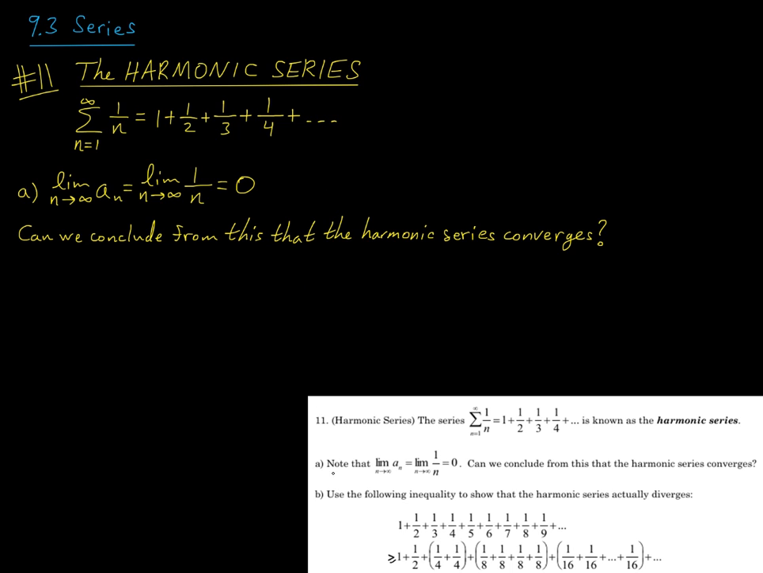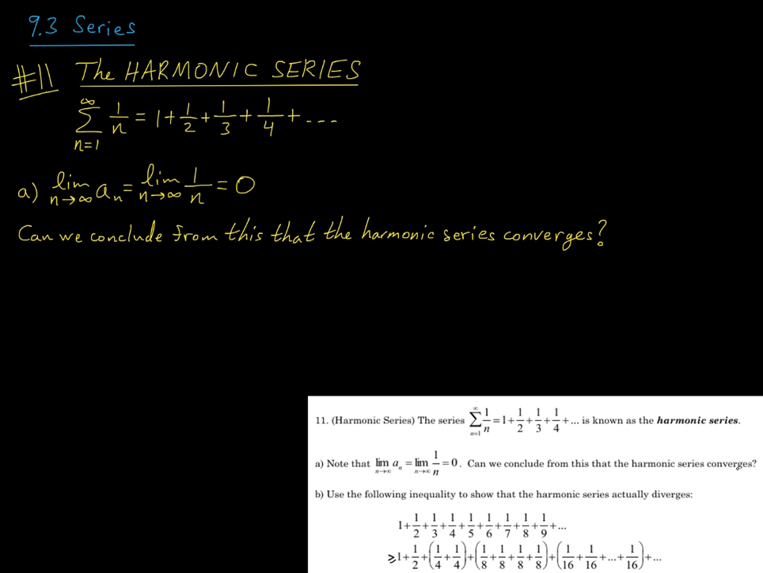All right, now part A, it says, note that the limit of a sub n as n approaches infinity, which is equal to the limit of 1 over n as n approaches infinity, is equal to 0. Can we conclude from this that the harmonic series converges?